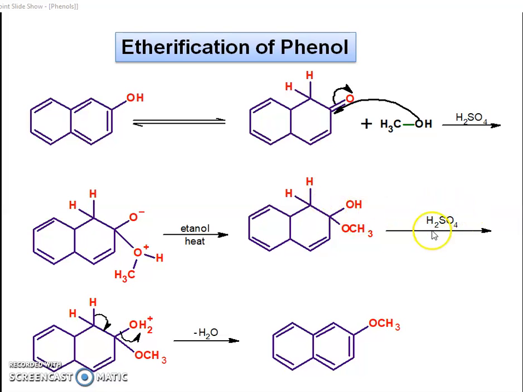Then what happens? Using H2SO4, HSO4 picks up this proton to form the carbon-carbon double bond here. How do we replace it? Firstly, the OH is converted from a bad leaving group to a good leaving group by protonation. So firstly it is protonated by taking the proton H plus, and then HSO4 minus takes the proton to form the carbon-carbon double bond here, replacing the water molecule, to get the ether of phenol.